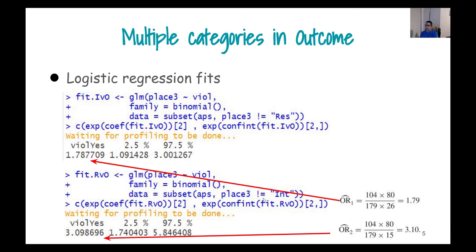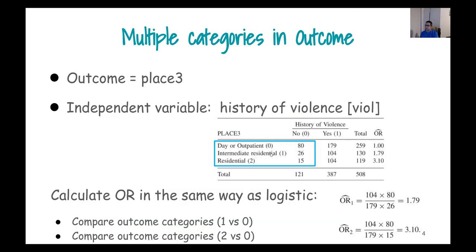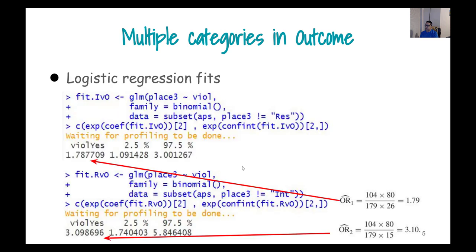And here what we are doing is simply ignoring the int. So int was the level 1, so we are comparing level 0 and level 2 here, and that will give us the odds ratio of 3.10 when we are rounding up these numbers, and that is basically coming from this odds ratio calculation. So calculating the odds ratio is not really the big deal.